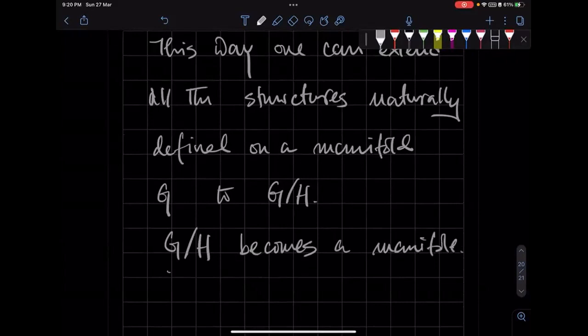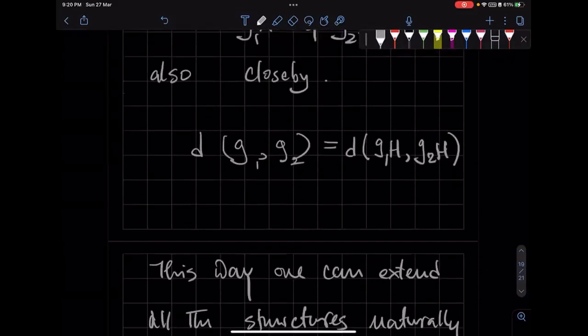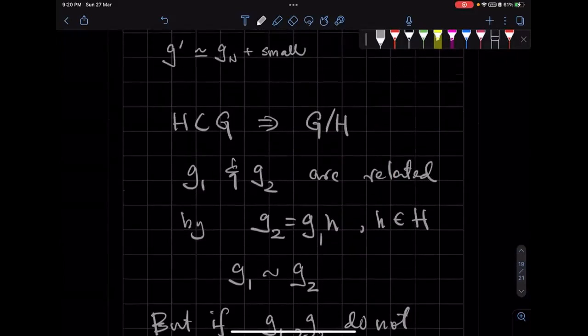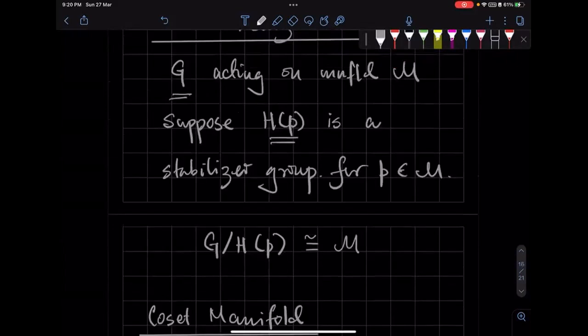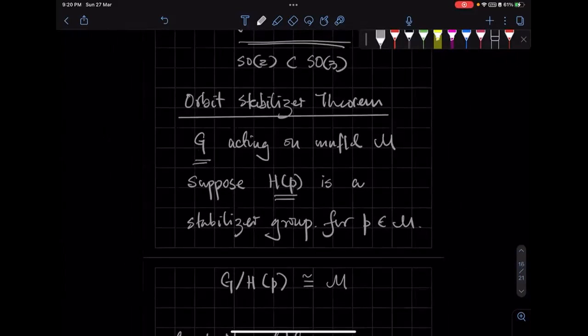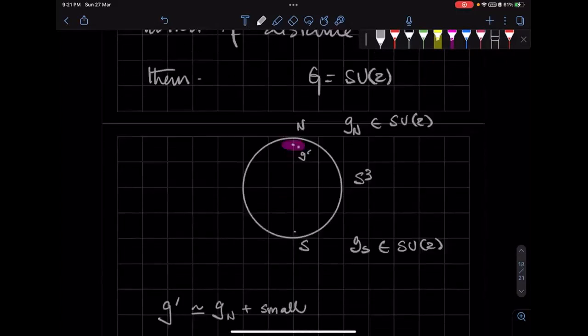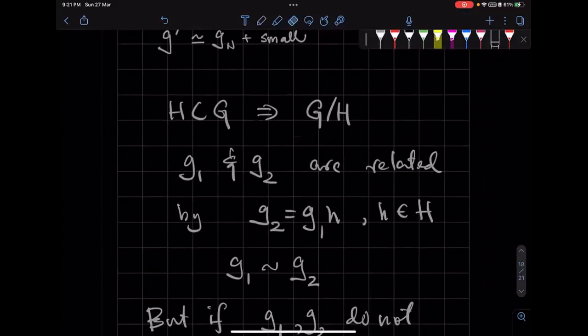And this is going to be important because in the orbit stabilizer theorem that we want to prove, the coset space had better have the structure of a manifold, otherwise we cannot identify it to the manifold that this acts on. Okay, so this is not very rigorous, but I think at least intuitively it should be clear what I'm trying to say.